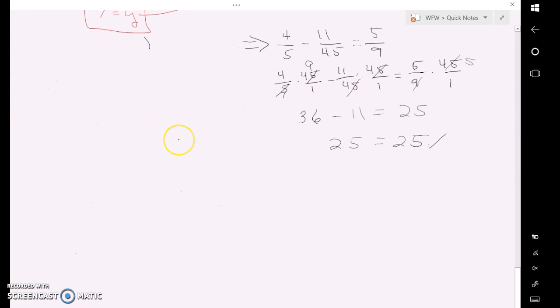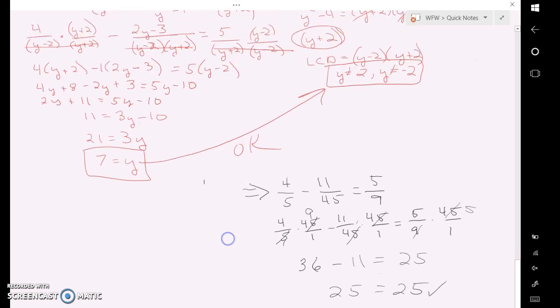Okay, so the moral of this story is to write down everything you do and be careful with it so that you can go back and check it quickly. So now we know that y does equal 7, and that is the answer to the problem.